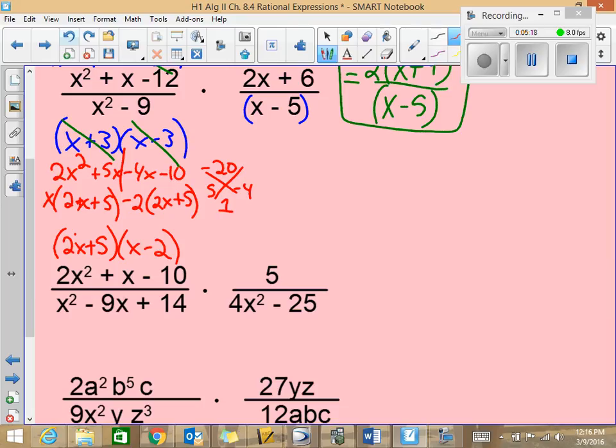Okay, on the bottom here, x squared minus 9x plus 14, have we factored? Any question? So what multiplies to 14 adds to negative 9? 7 and 2? Mm-hmm. And since that has to be negative 9, they both have to be negative. Okay. Now, can we do anything with 5? No. 4x squared minus 25. What can we do? 2x minus 5, 2x plus 5. Very good. So that's the difference of squares.